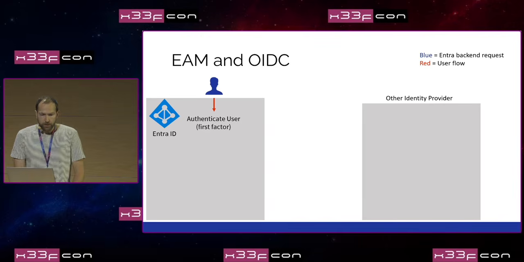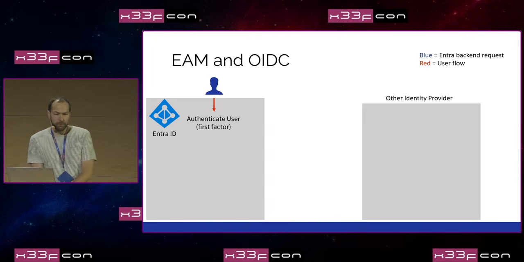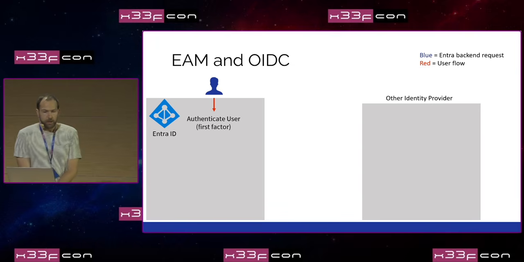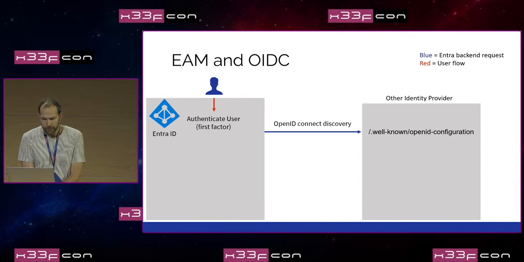Now, as I mentioned, this is going to use OpenID Connect. And this flow is a little bit more complicated. Basically, if a user goes to Entra, then Entra is going to prompt for the first factor of authentication. It's going to ask for a password or some other form of authentication. And then the external authentication method, if that's scoped to the user, is going to kick in. Any red arrow here is the user flow, and any blue arrow is what Entra does in the backend.